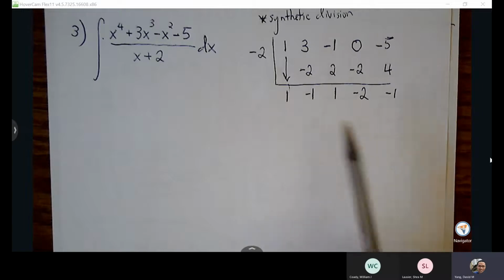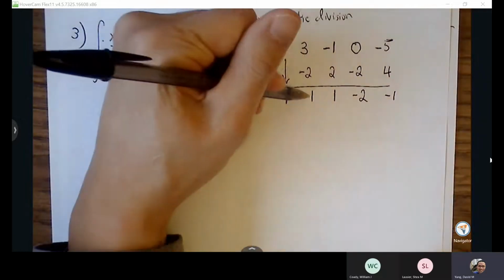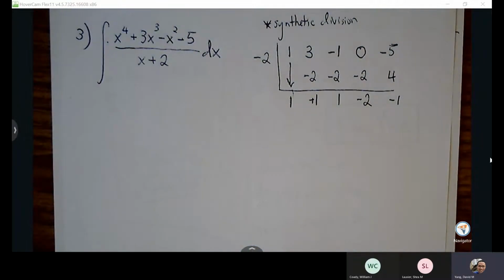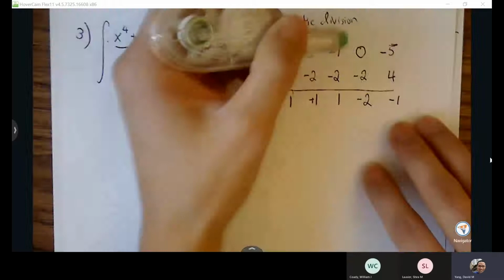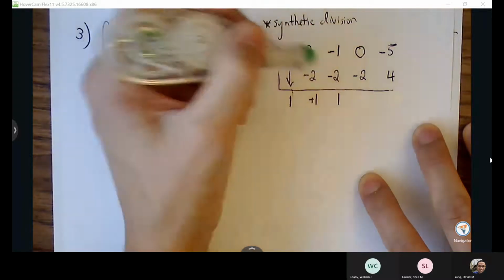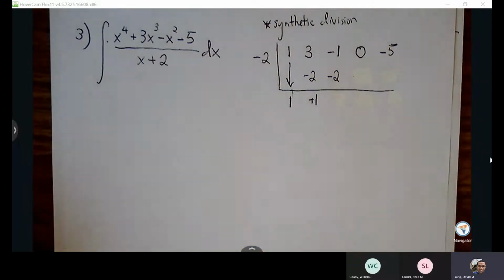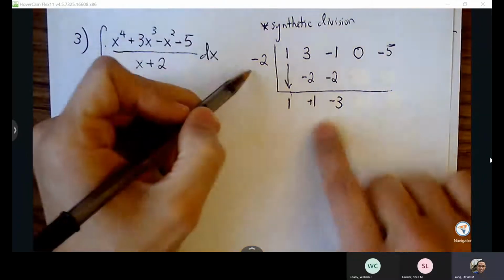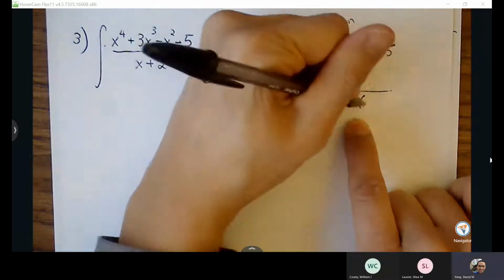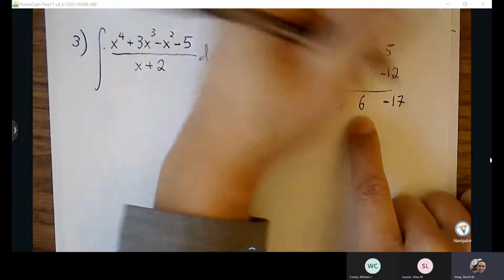Let me see. Yeah, +1, sorry. So this becomes -3. Let me change some of these numbers. Okay. Right, becomes 6. Add, multiply, and then -17.